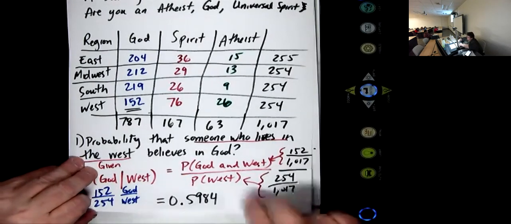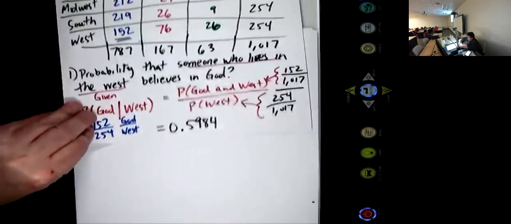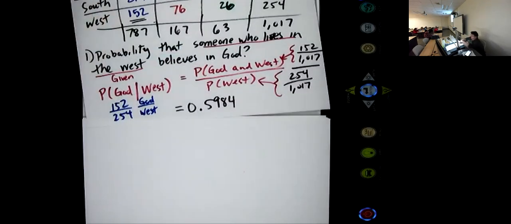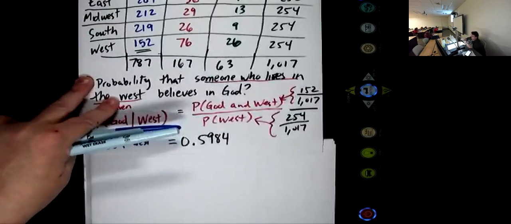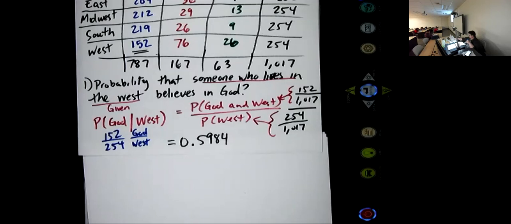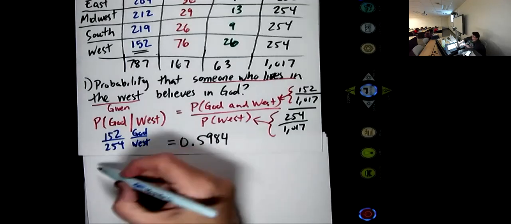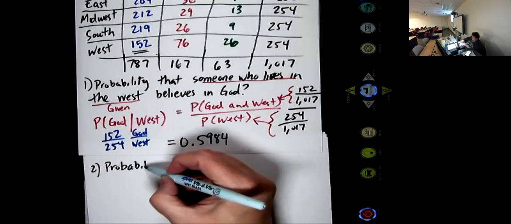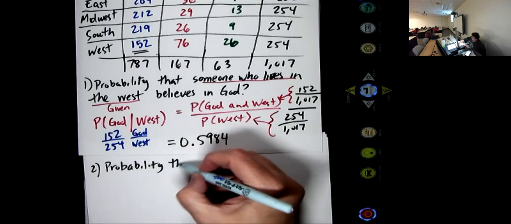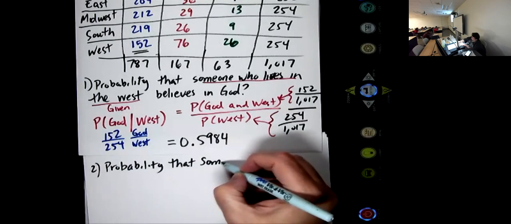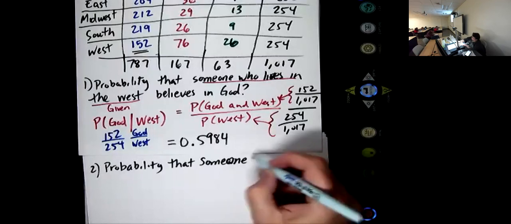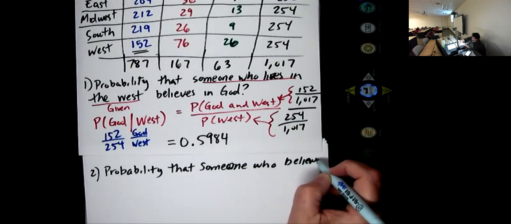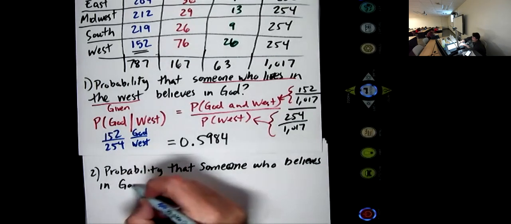Let's do the same thing and figure out, let's just switch it around. I don't want to take it all off the screen. Where is my black pen? There it is. Probability that someone who believes in God lives in the West.